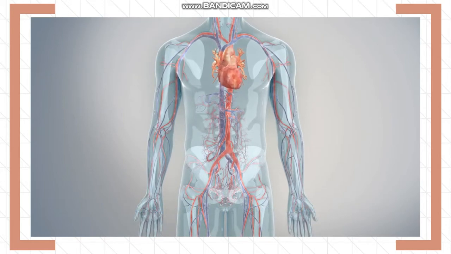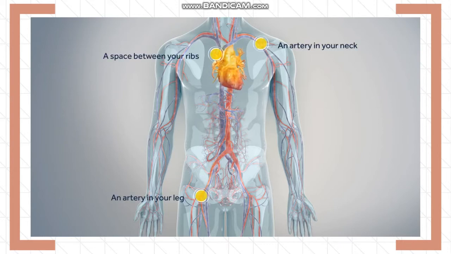The arteries in your body are like a system of roads that branch out from the heart. There are different routes that your doctor can use to implant the Evolut heart valve, and all come with their own individual risks. So speak with your doctor about what route is best for you. These routes include an artery in your leg, an artery in your neck, a space between your ribs.